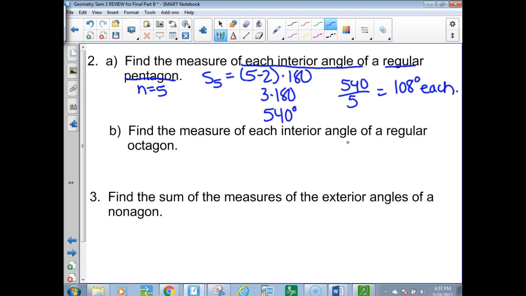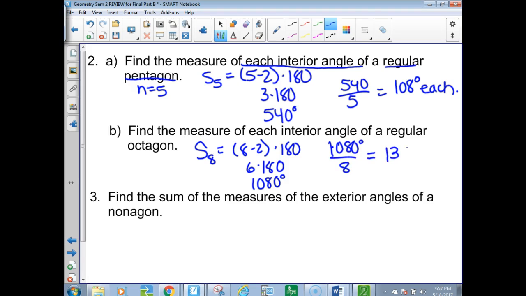Find the measure of each interior angle of a regular octagon. Now we're just doing S sub 8, which would be 8 minus 2 times 180. That's 6 times 180. That's 1080. So the sum of the interior angles of a regular octagon is 1080. And we want to know the measure of each interior angle. So we need to divide by the number of angles, which again is equivalent to the number of sides. We divide by 8 and we get 135 degrees.